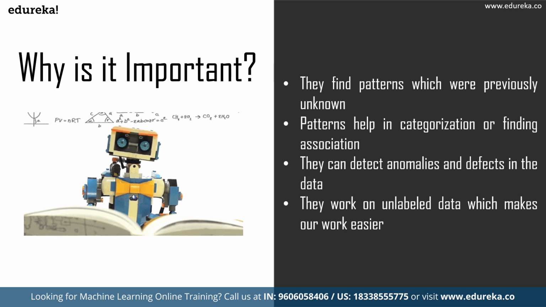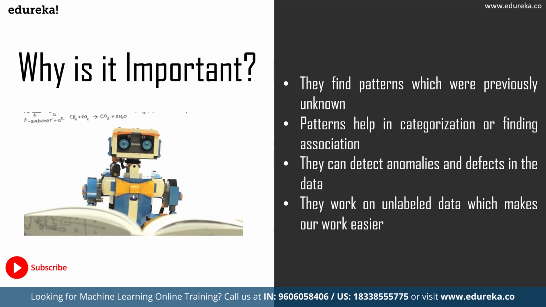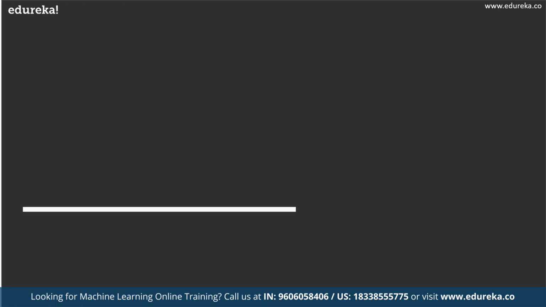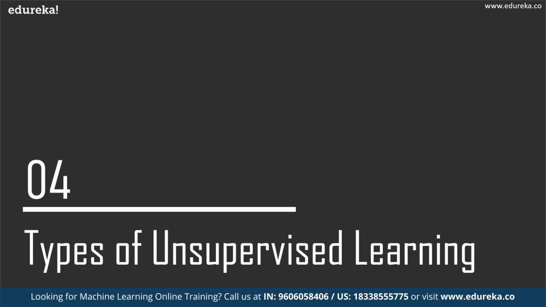Lastly, and most importantly, data which is collected by us is usually unlabeled, which makes the work easier for us when we have to use these algorithms. So it is essential that you understand the importance of unsupervised learning, because this will help you decide whether these algorithms are the ones which you need to work with so that you can solve your problems. So with that, let us move ahead with the types of unsupervised learning.